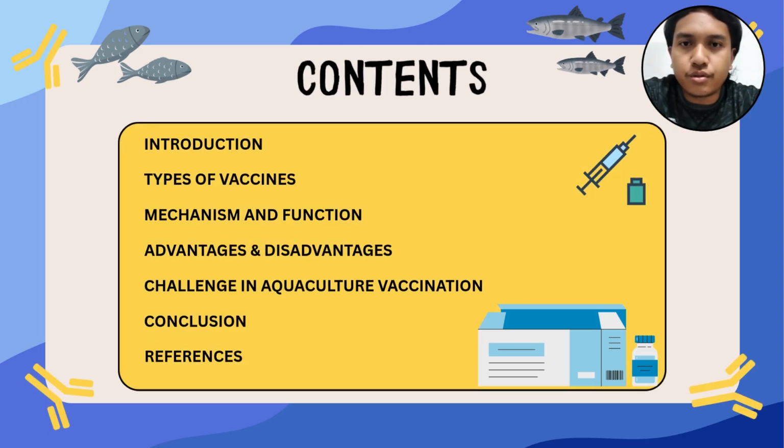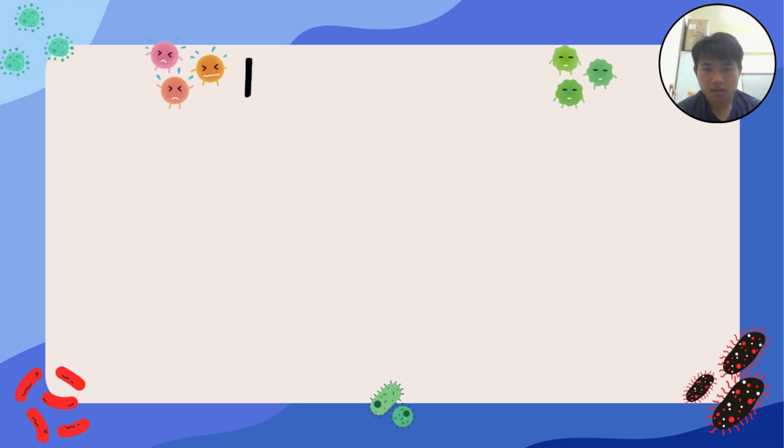Next, we move to the third slide. This is our contents about understanding different types of aquaculture vaccine, which is introduction, type of vaccine, mechanism and function, advantages and disadvantages, challenge in aquaculture vaccination, conclusion, and lastly, reference.